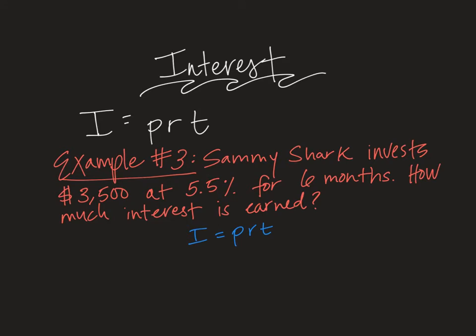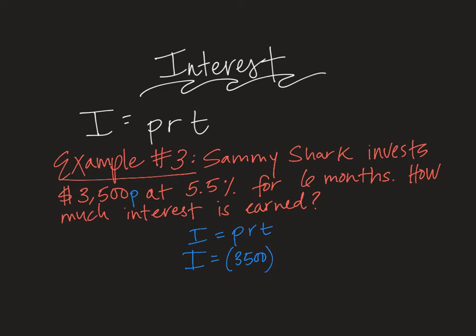All right, so our last example, Sammy Shark invests $3,500 at 5.5% for 6 months. How much interest is earned? Okay, so the initial amount of money, the principal, is the $3,500. So I'm going to put a P right here. I'm going to go ahead and plug that in.